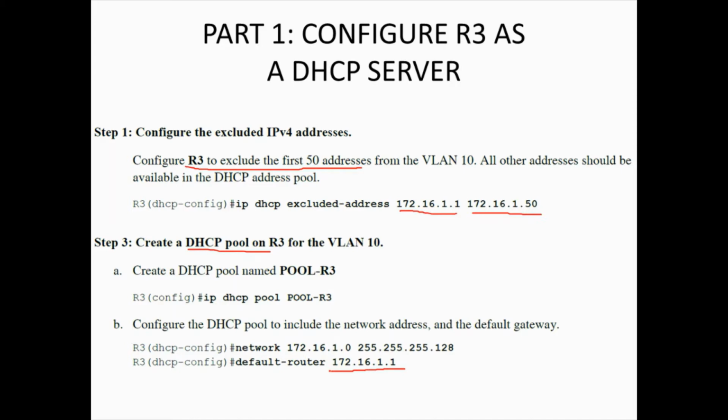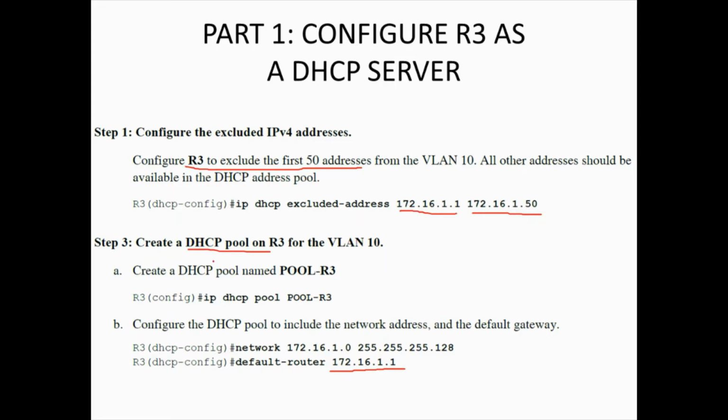Default router address. The interface for the VLANs, or the sub-interface in our case, is configured with the IP address that is assigned as the default router, so that the clients facing that particular interface will know, oh, this is the pool of addresses that I will get, right?